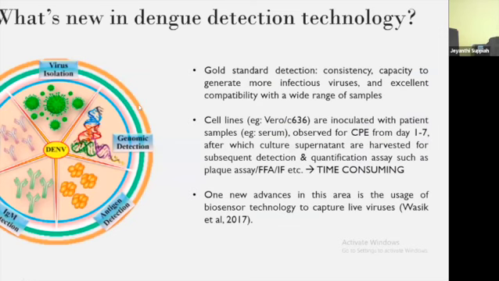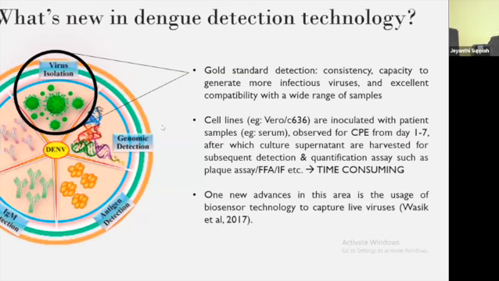So what's new in dengue detection technology? First, let's look at virus isolation. As I have mentioned before, virus isolation is the gold standard for detection. Why? Because of its consistency, its capacity to generate more infectious viruses for future research, and excellent compatibility with a wide range of samples. You can isolate the virus using serum, blood sample, urine, and a lot of other samples. And also, for respiratory viruses, you can use nasal swabs.